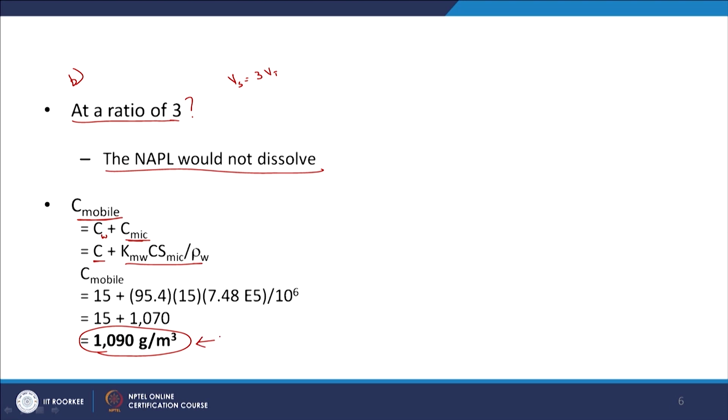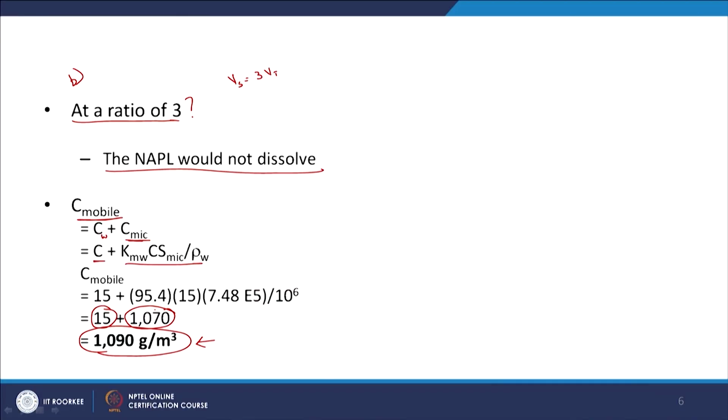Obviously these are relative terms, but let us say it is around 1000 gram per meter cube, considerably high. As you can see, in water it is 15 gram per meter cube, and in the micelle the concentration is remarkably high. Obviously that is as expected, as you know that the KMW value was around 95.